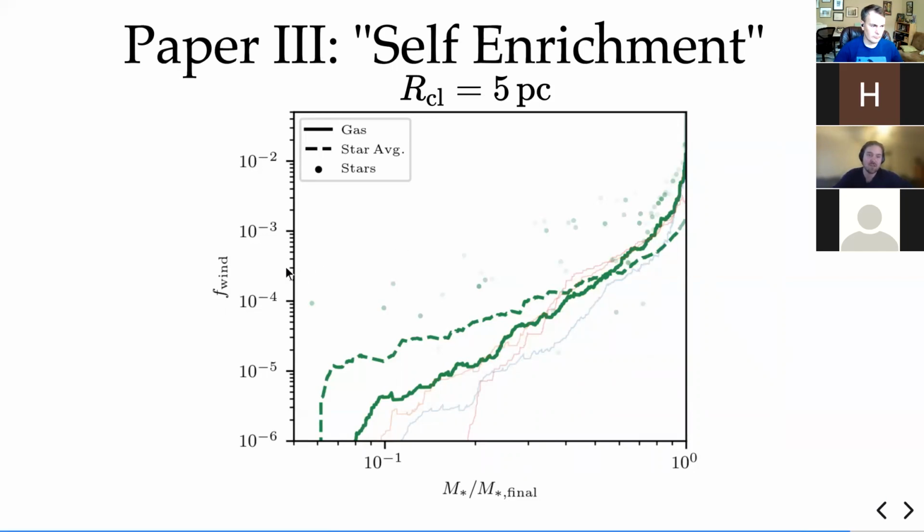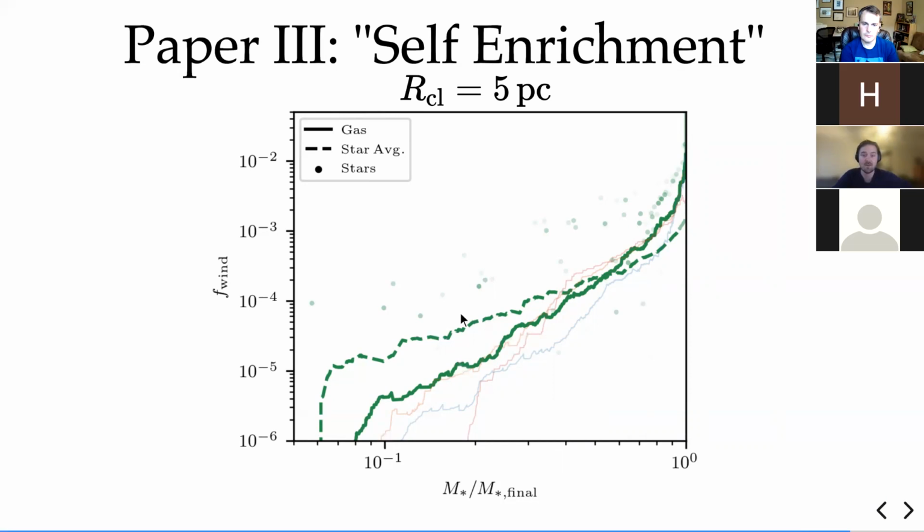So what I'm showing here is the fraction of mass in wind as a function of the total stellar mass formed within our simulations divided by the final stellar mass. So again, this is a proxy for time evolution. The solid lines are showing the average over all of the gas in the simulation. The dashed lines are showing the average of all stars that are being formed in the simulations, so these are stellar particles. And the points here are showing individual star particles within the simulation.